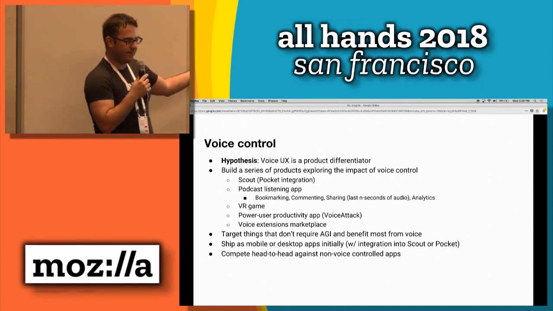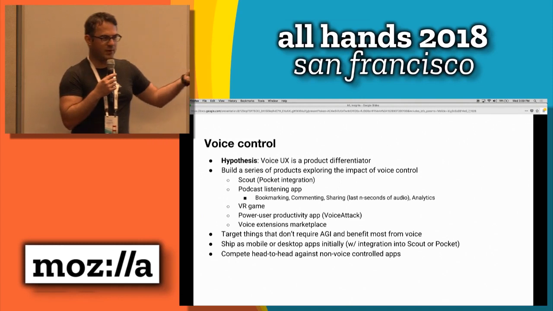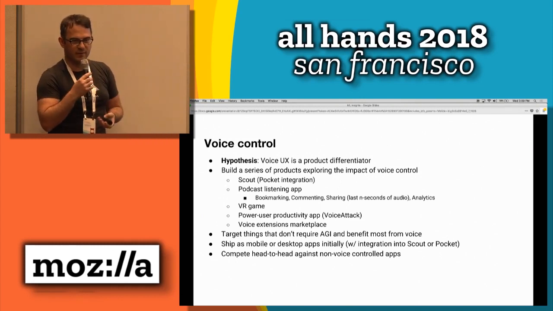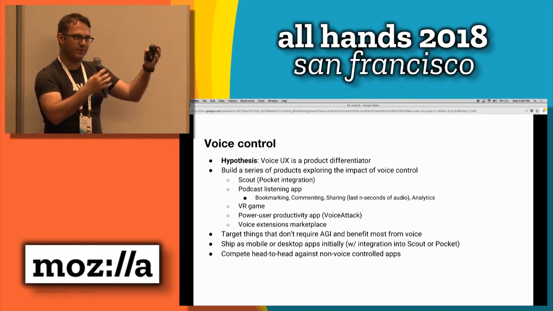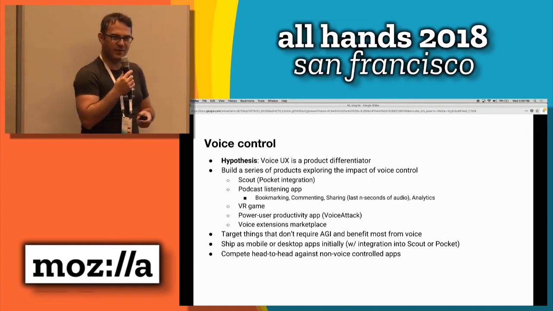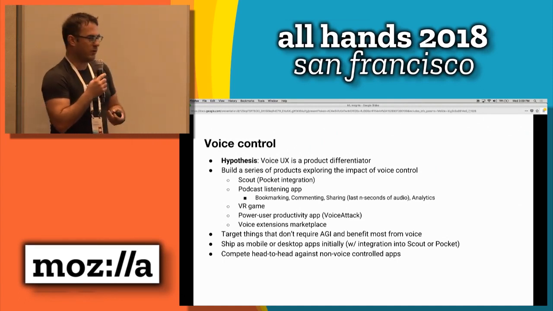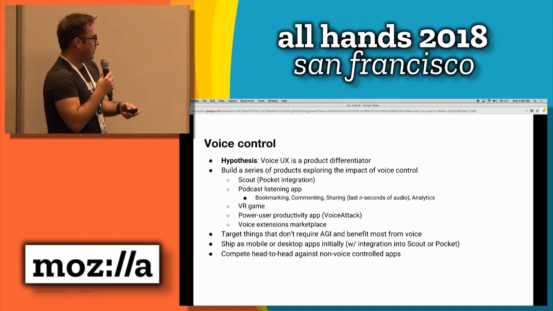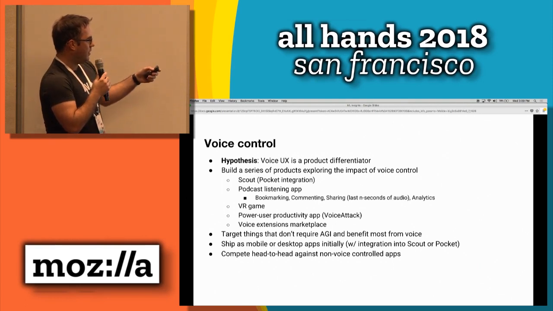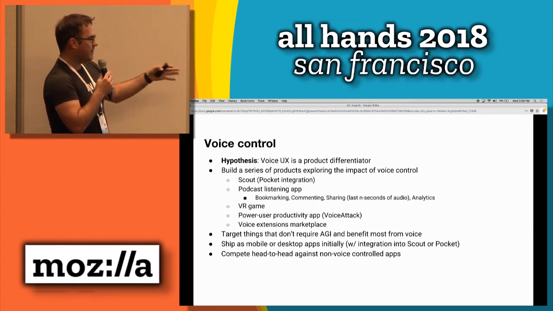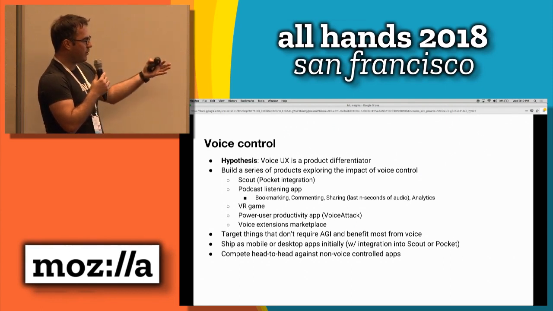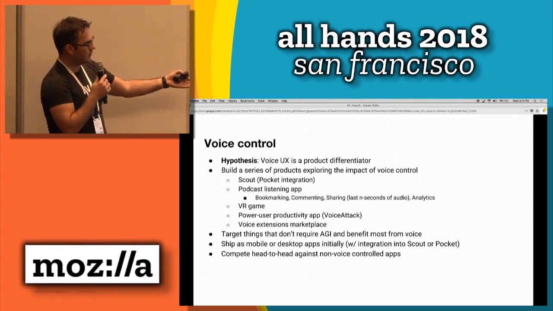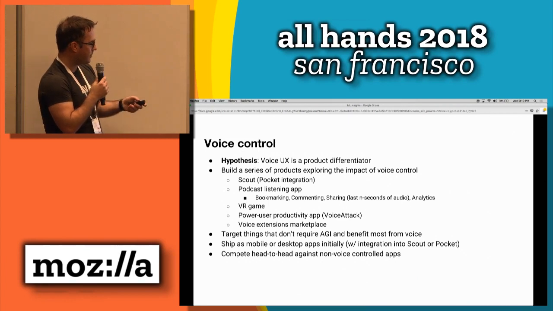Lastly, there's things like using speech recognition in VR. You don't have access to a keyboard, and you're using your hands to point at things, so you might want to use voice in that space. And we're looking at shipping some of these features not only on mobile, but also on desktop applications, so integrations in Scout or Pocket.